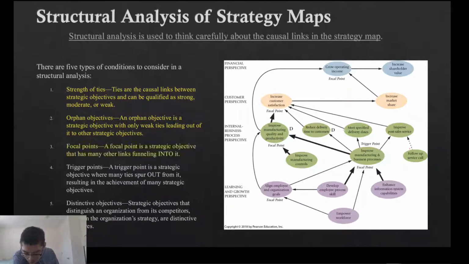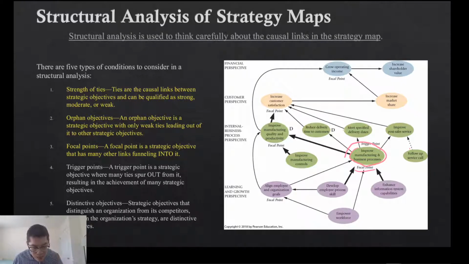And the third is focal points. A focal point is a strategic objective that has many other links funneling into it. For example, here we have this improved manufacturing business process. It has so many links coming in and going out. So that is a focal point. It has so many connections with other objectives.